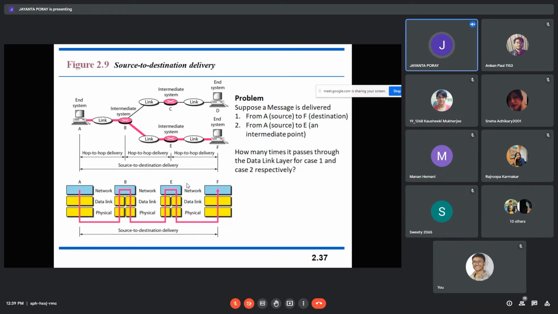Hop to hop means point to point delivery. Like here, the data link layer is not considering the delivery of the packets to other routers, but it is only considering the flow of the packets from one hop to another, the next hop. The network layer is actually thinking about the entire source to destination delivery.